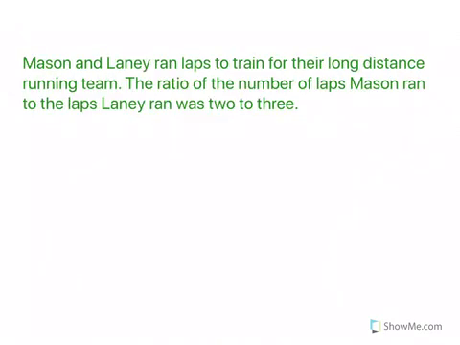Okay, we're going to look at another question. And this time, again, it's from Eureka Math. This time I want to look at how we would use a tape diagram to work this question out. So the question reads as follows. Mason and Laney ran laps to train for their long-distance running team. The ratio of the number of laps Mason ran to the laps Laney ran was 2 to 3. And you see that they've written it out in word form. That means the same thing as 2 to 3. They're both ratios, just 2 different ways of writing it.